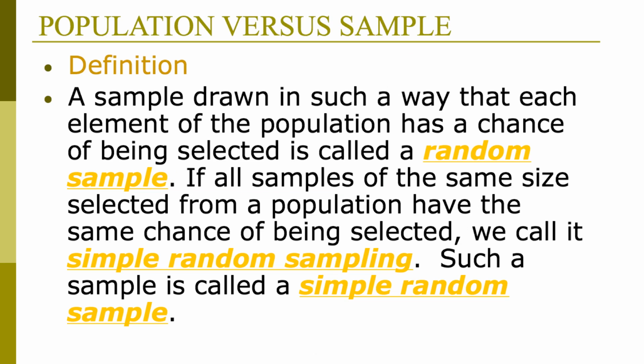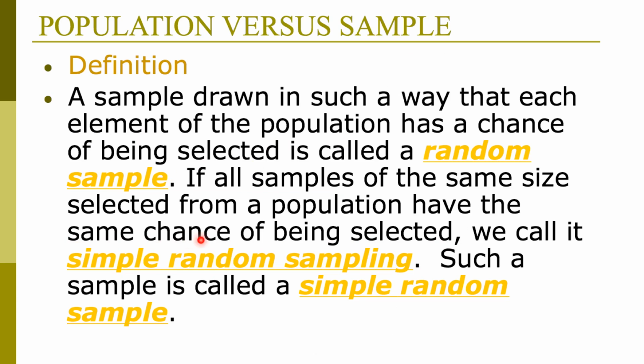So in random sampling, each element of the population has a chance of being selected, and they should actually have an equal chance. They have the same chance of being selected. In this case, it's called simple random sampling.